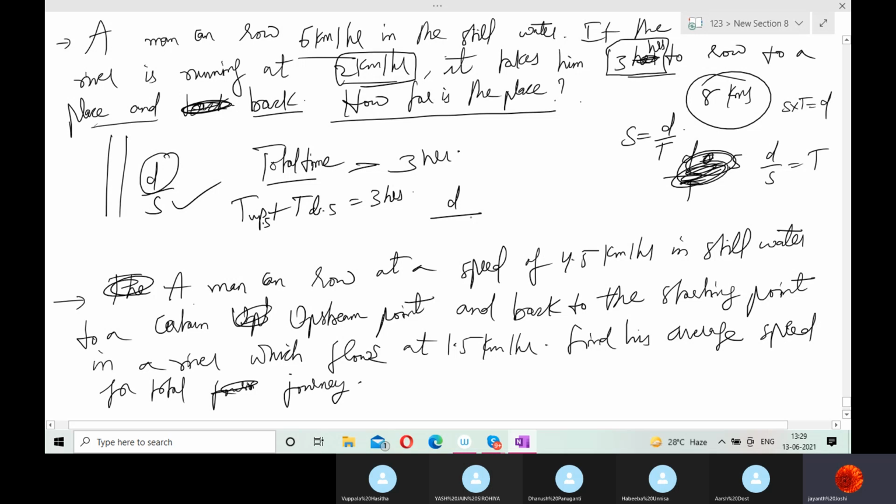So we need to find out now. They have given that a man can row in still water at 6 kilometers per hour. We want to find out the time upstream. For finding the time upstream, it should be distance by speed upstream, correct? Yes, speed upstream.